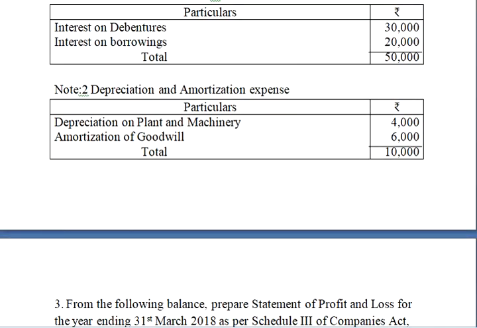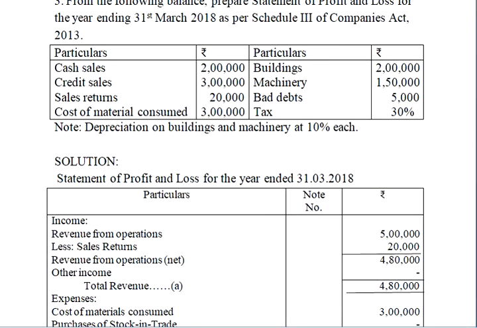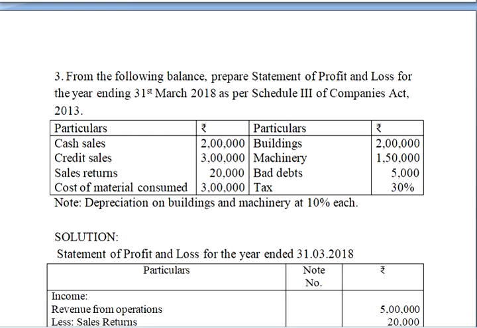Moving on to the third problem. You can notice the third problem. From the following balances, prepare the statement of profit and loss for the year ending 31st March 2018 as per Schedule 3 of the Companies Act 2013. Preparation of the statement of profit and loss always takes place as per which rule? This method is as per Schedule 3 of the Companies Act 2013.